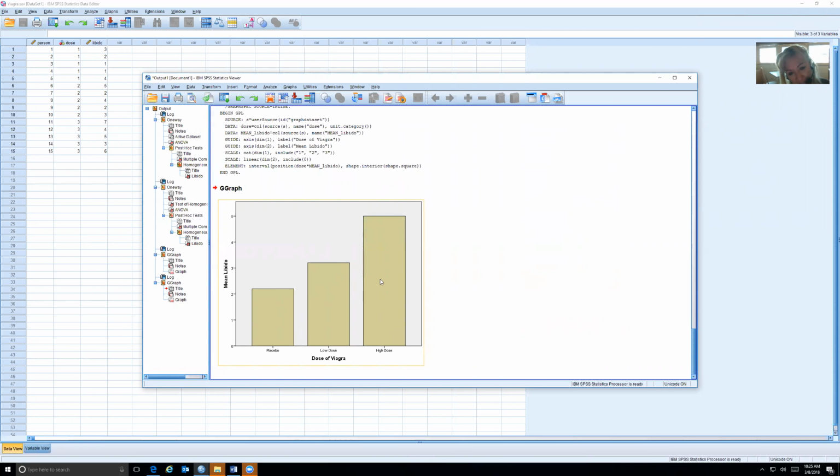Okay, so when I look at these, I say, yeah, those 3 groups were different. But is there enough difference there for it to be statistically significant? Well, there's one way to find out, and that's by doing ANOVA.